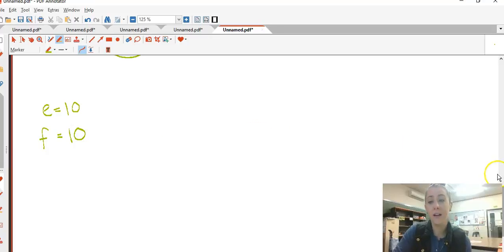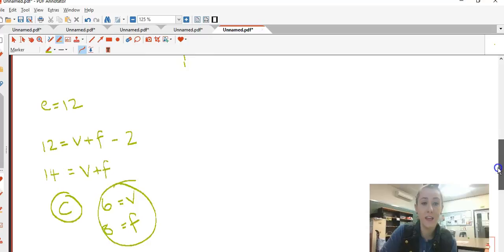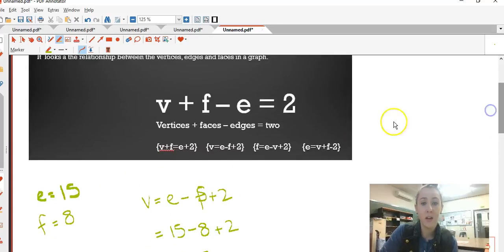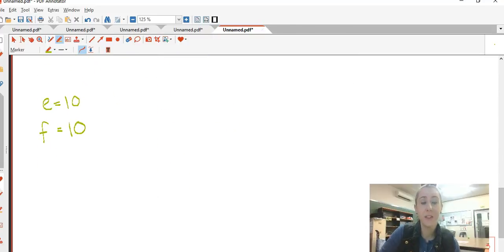Then I'm going to go up again and select which formula. I'm looking for V equals, so I'm going to use this formula here: V is equal to the number of edges minus the number of faces plus 2. They're key formulas that you should have in your toolbox. So V is equal to E minus F plus 2.